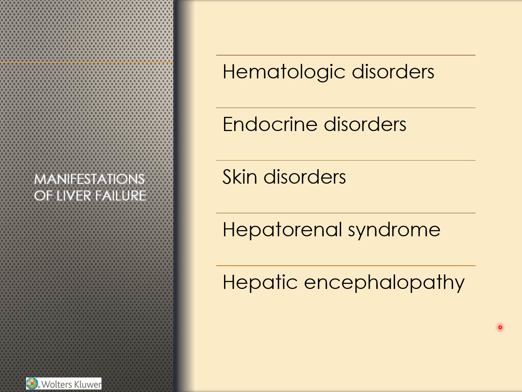Hepatorenal syndrome is another issue that can occur where liver failure starts to lead to renal failure. It can kind of occur together. And then, as we mentioned, hepatic encephalopathy, where some of those toxins that should be cleared by the liver start to build up in the blood, leading to inflammation and confusion in our patients.